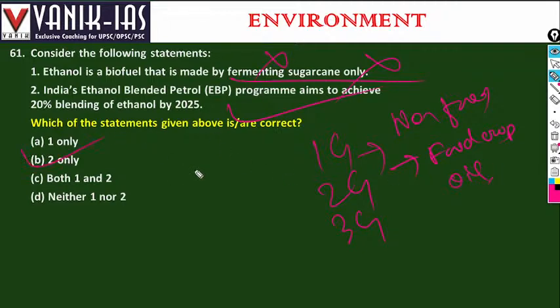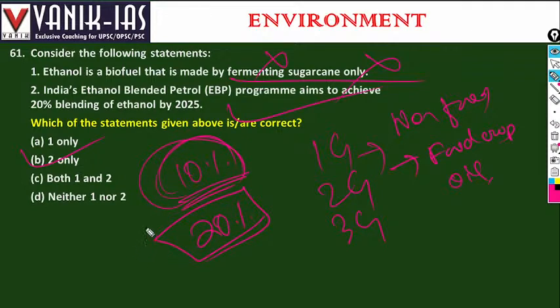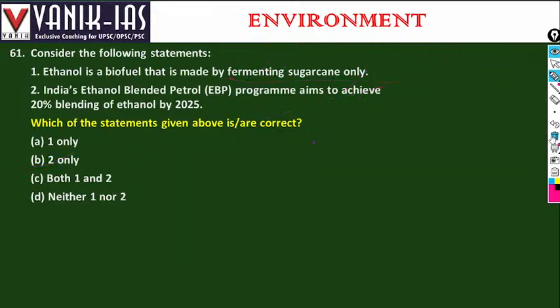The second statement is right. Presently we have 10% ethanol blended. Our petrol is blended with 10% of ethanol. It will be blended by 20% of ethanol by 2025. So 2 only is the answer.